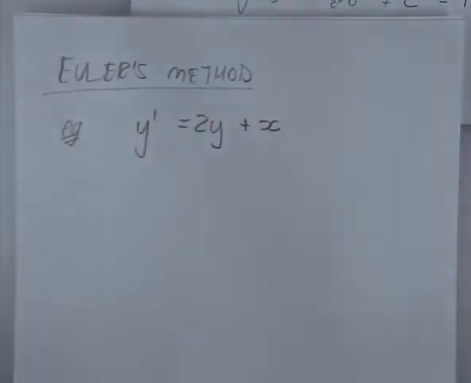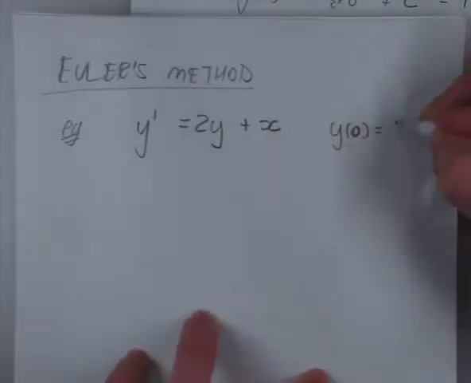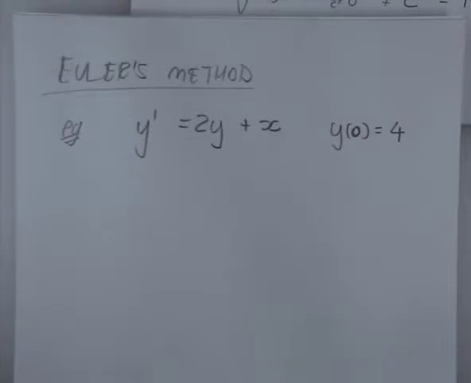We have the derivative of y is 2y plus x. We don't have tools to solve that in Maths 1M. There are tools to solve it in Maths 1B, but we don't have them. So that's a good choice. And I have an initial condition. Let's just suppose that y of 0 is 4.